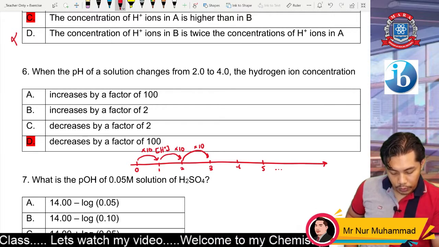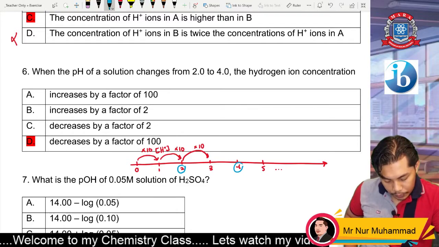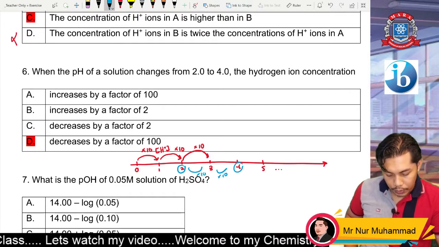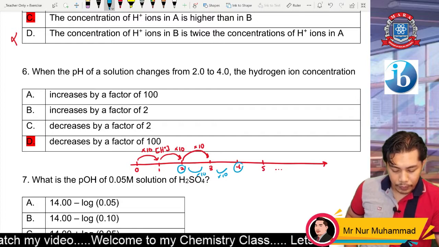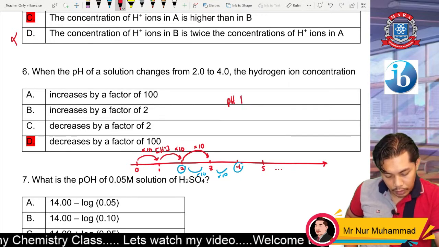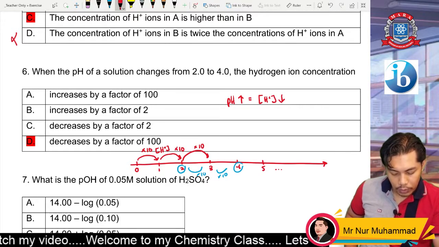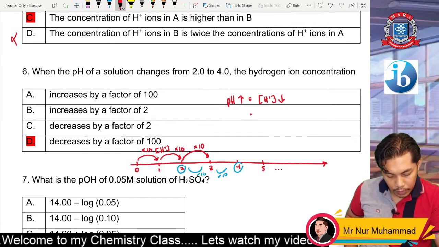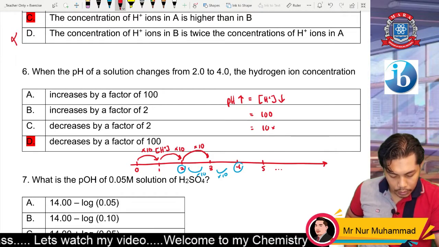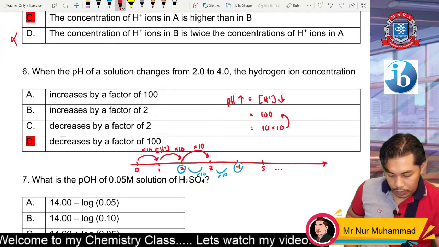Right? So if you refer to this question, from pH 2 to 4, how many times does the concentration increase? Sorry, how many times does the concentration decrease? When the pH increases, the concentration decreases. So in this case, the concentration of hydrogen ion decreases by 100, because each step is equal to 10 times. So the factor is 100. The answer is D.